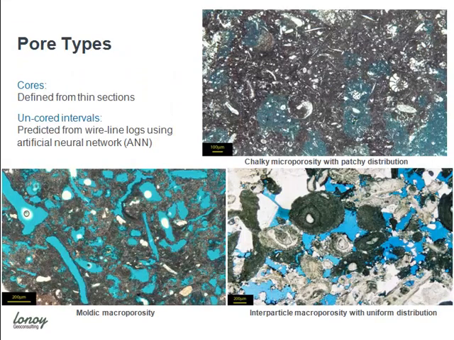Pore type is one of the important elements in the methodology. The pore types are defined from thin sections in cored intervals, and in uncored intervals they are predicted from wireline logs using artificial neural network. Here we see examples for 3 of the 21 pore types. Up to the right we see chalky microporosity with patchy distribution. Down to the left we see moldic macroporosity. And down to the right we see interparticle macroporosity with uniform distribution.